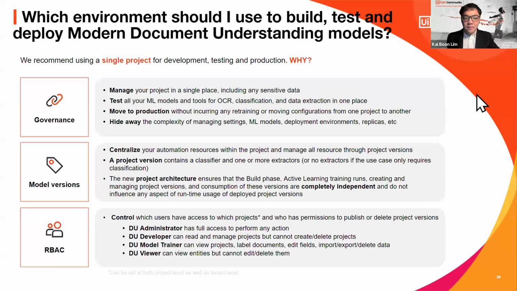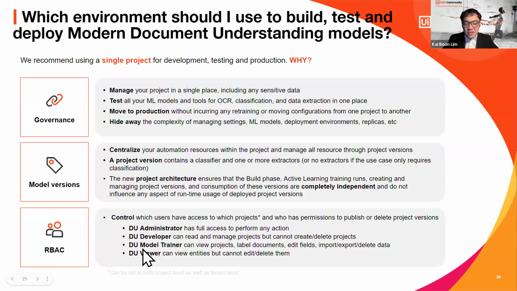Okay, so for the next two slides, I will quickly touch upon UiPath's recommendation in terms of segregating between UAT, or rather dev, and production. The general guideline from UiPath is to use one single project for both build and deployment. The reasons are mainly related to governance: easier control of the model versions, and you don't have to keep moving data sets between development and production.